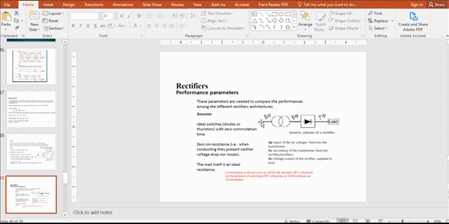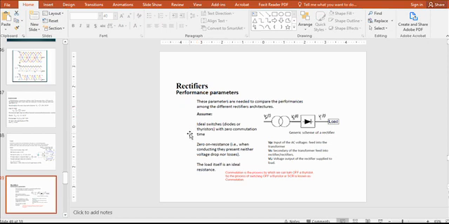Now these are some performance parameters of the rectifiers. This is the symbol of the transformer, with the primary side and secondary side, and this is the general symbol for the rectifier. The rectification is carried out here, and then we get a VL which is supplied to the load. These are some definitions. These parameters are needed to compare the performance among different rectifier architectures.